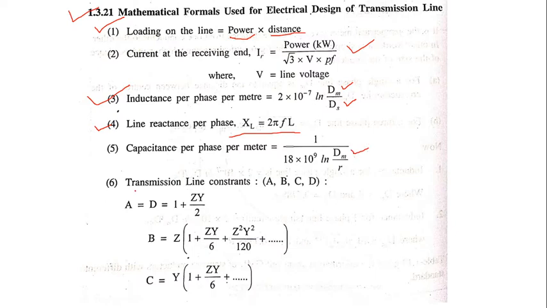Okay, and the transmission line constant parameters, that are A, B, C, D. We already studied in, I think, Electrical Power System 1 and 2, that A is equal to D is equal to 1 plus ZY by 2. This is the value of A and D, and the value of B is equal to Z into 1 plus ZY by 6 plus Z squared Y squared by 120 and so on, and the value of C is equal to Y into 1 plus ZY by 6 plus up to.